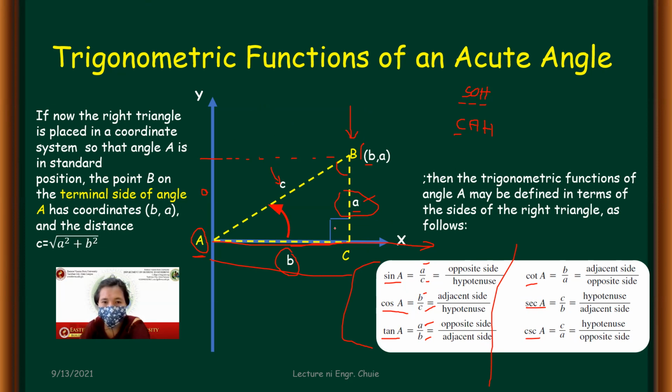So how are we going to determine the distance of C? If we have the values of A and B, we can use the distance formula. We have C equals the square root of A squared plus B squared. Okay.